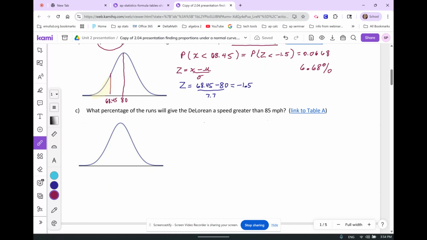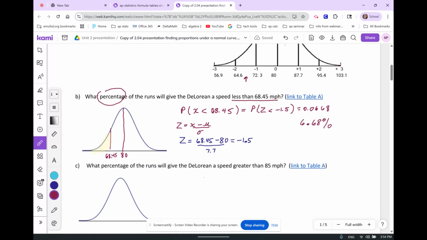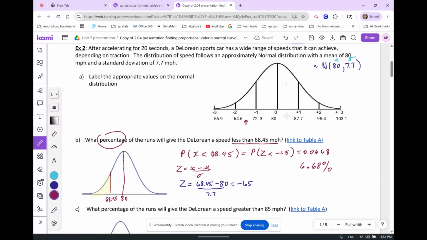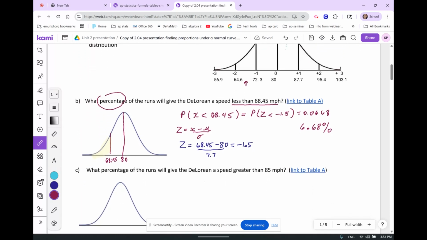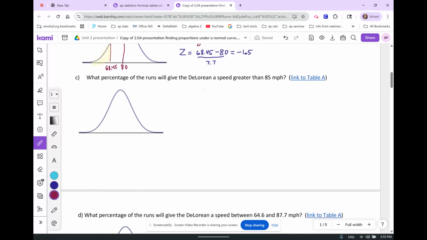Okay, so now we're going on to part C. What percentage of runs will give the DeLorean a speed greater than 85 miles an hour? And we see again that 85, can I use the empirical rule? No, because the value is in between 0 and 1. Even if it was exact, you can always use table A or technology. You don't have to use the empirical rule.